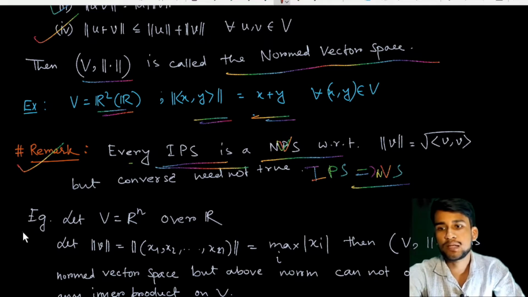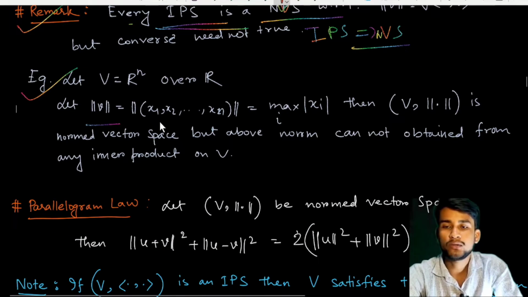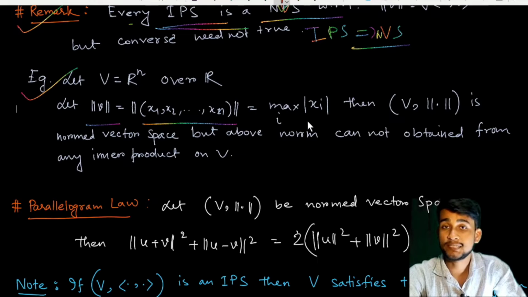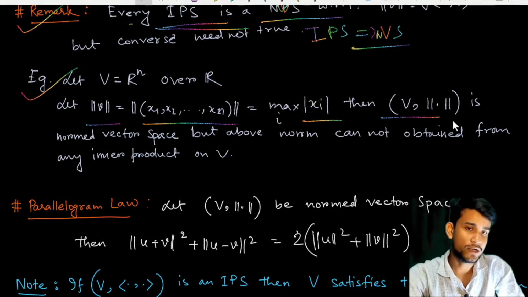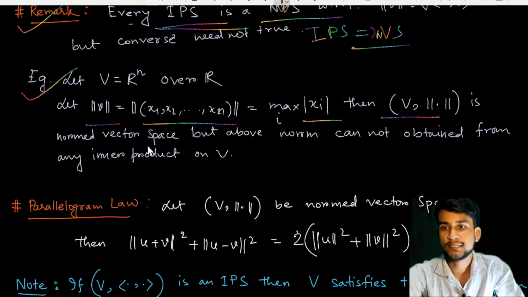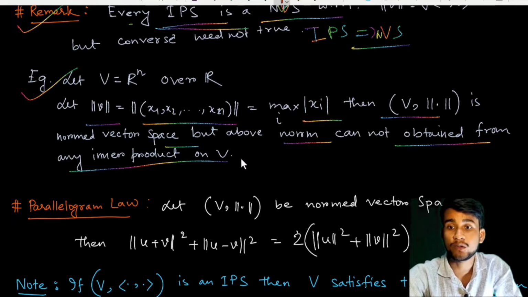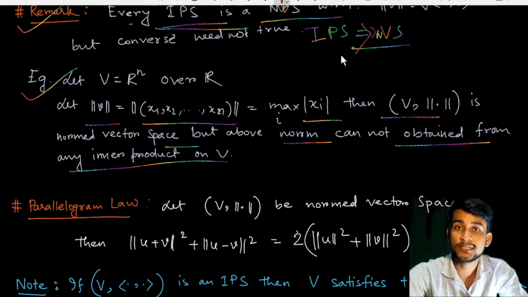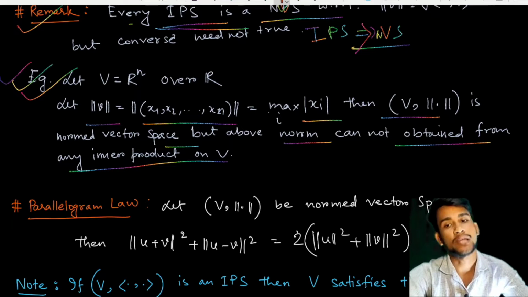So let us come to an example. Let V equal to Rn over R, then the norm of (x1, x2, ..., xn) is defined by the max of |xi|. Then V with this norm is a norm vector space, but the above norm cannot be obtained from any inner product. That is, an inner product space implies a norm vector space, but a norm vector space does not imply an inner product space. This is the example for that.